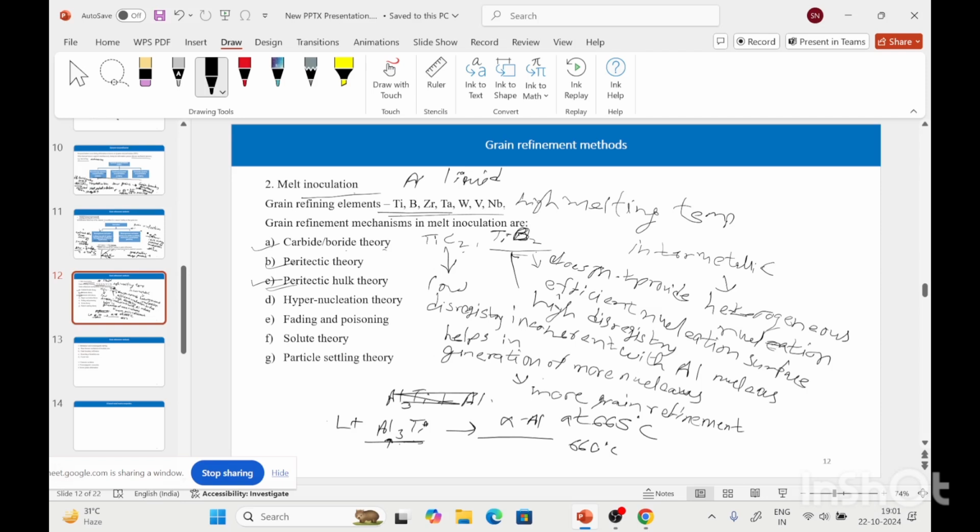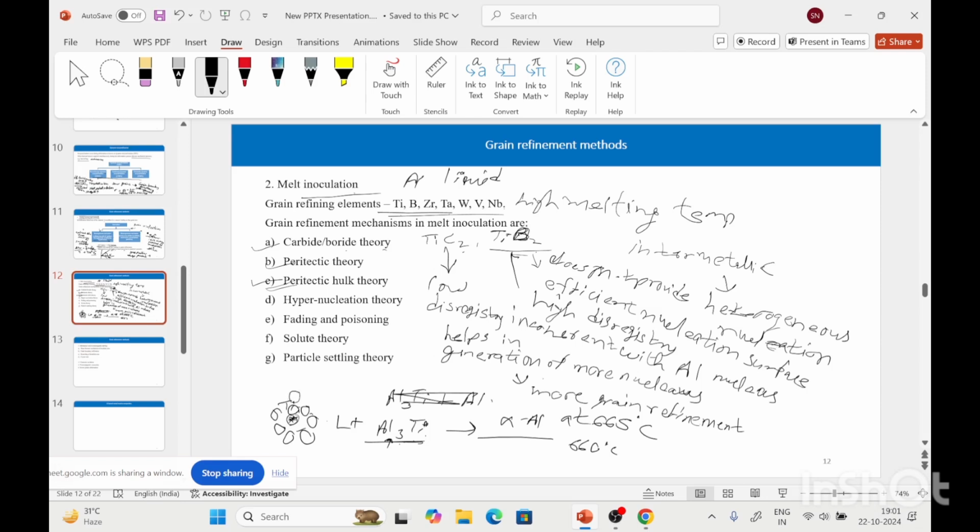Next is the hypernucleation theory, in which the remelted Al3Ti particle will be surrounded by different elements. If this is the Al3Ti intermetallic and this is the titanium particle, it will be surrounded by different aluminum atoms.